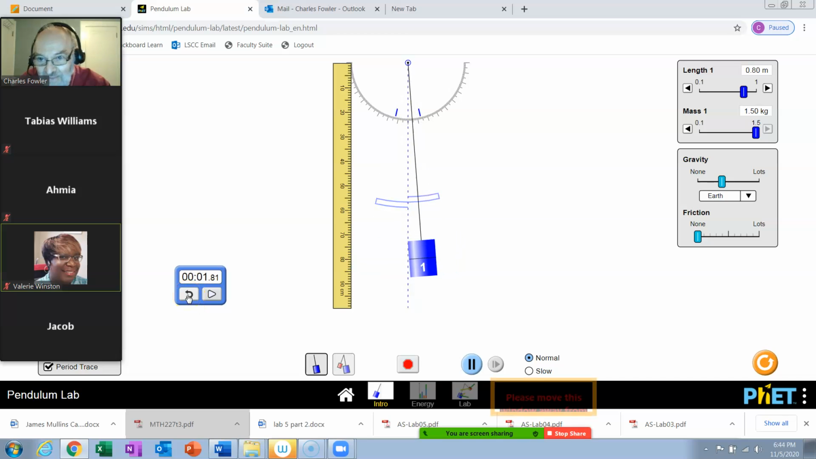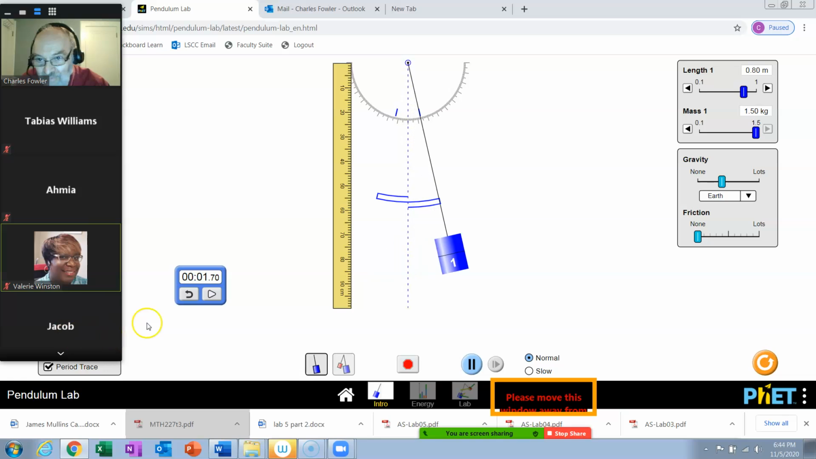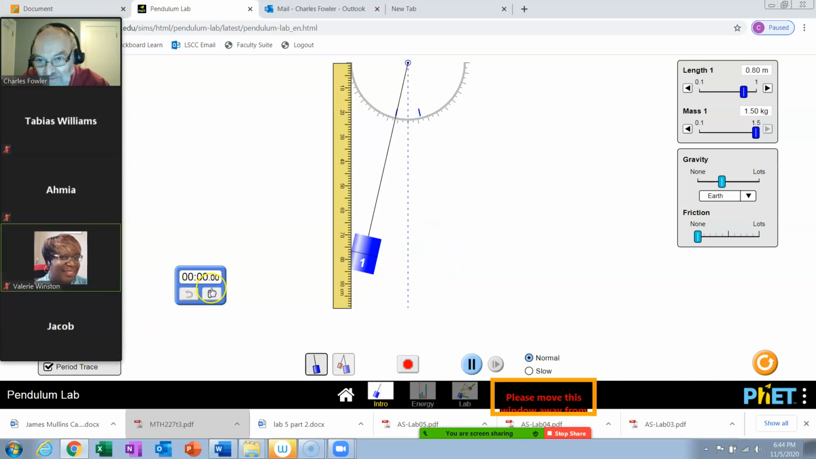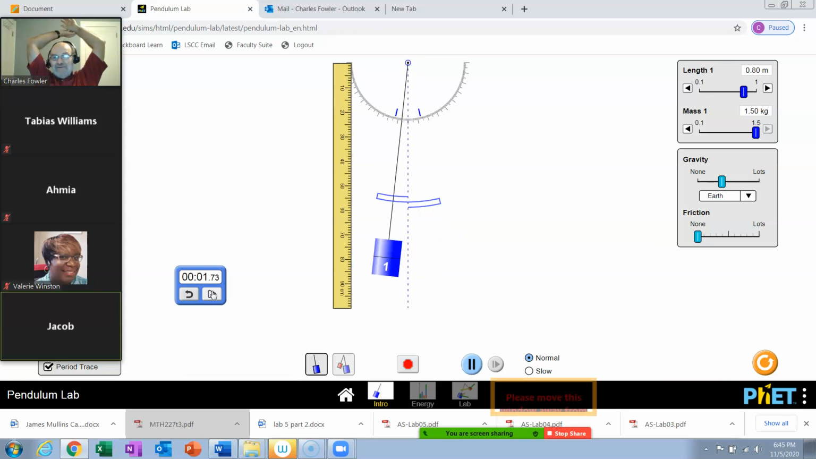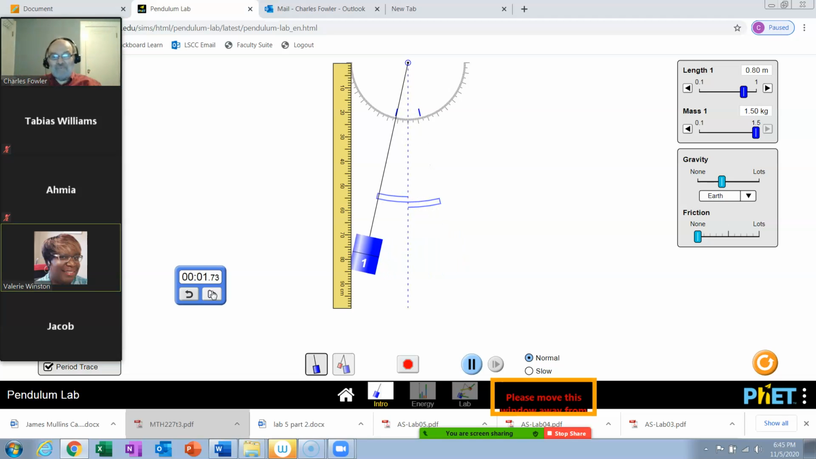Okay, let's do it again. Start, stop. 1.70 seconds. Okay, reset. Start, stop. 1.73. Hey, look at that. What's our middle value? 1.73. Even with a bigger mass on it, it didn't matter.